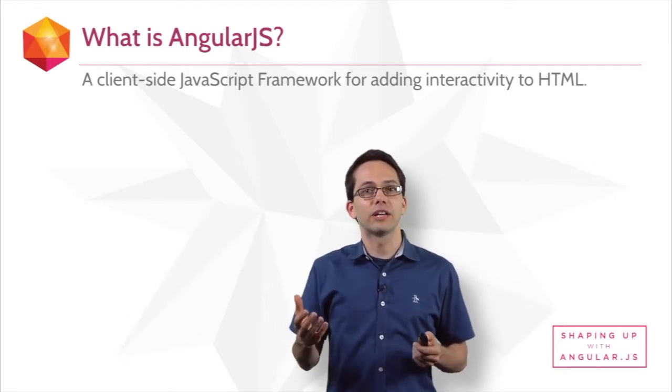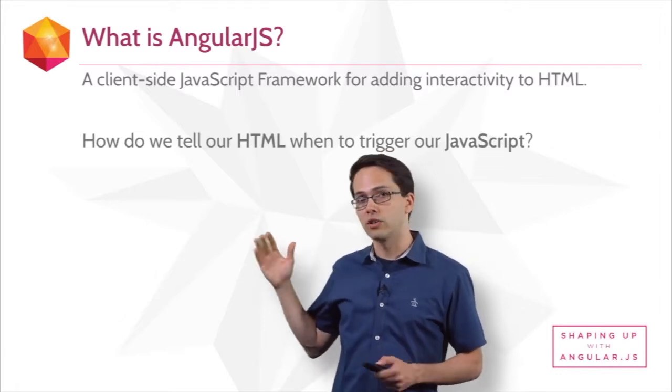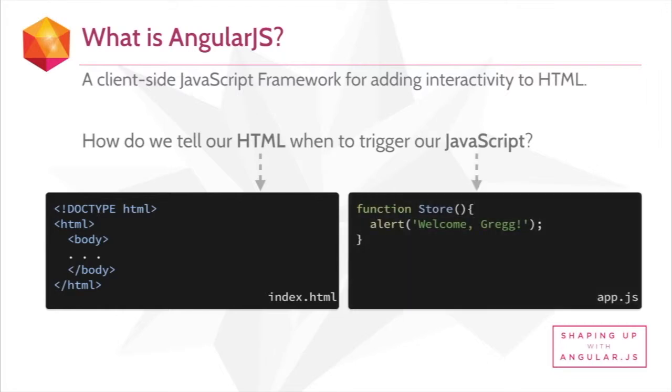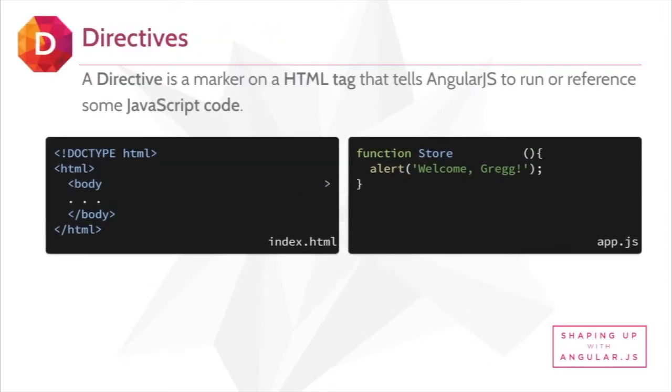We need to figure out how to tell our HTML when to trigger our JavaScript. So here we have some HTML. How might we tell it to call this function, which triggers an alert? In Angular, we add behavior to our HTML through directives. A directive is a marker on an HTML tag that tells Angular to run or reference some JavaScript code.